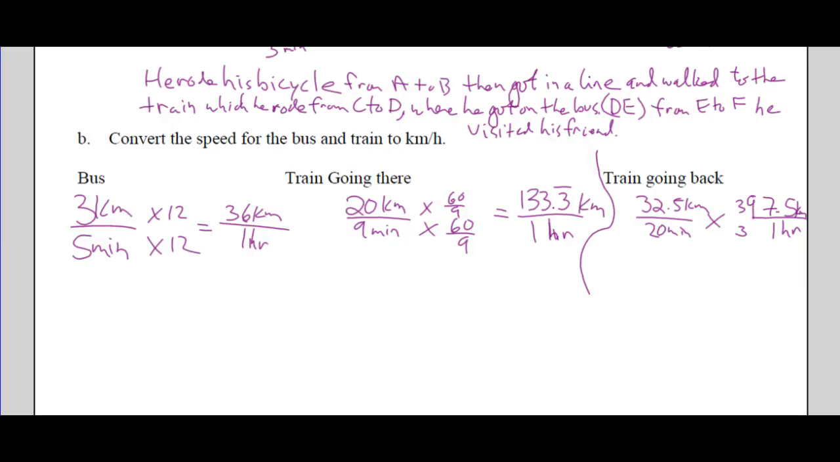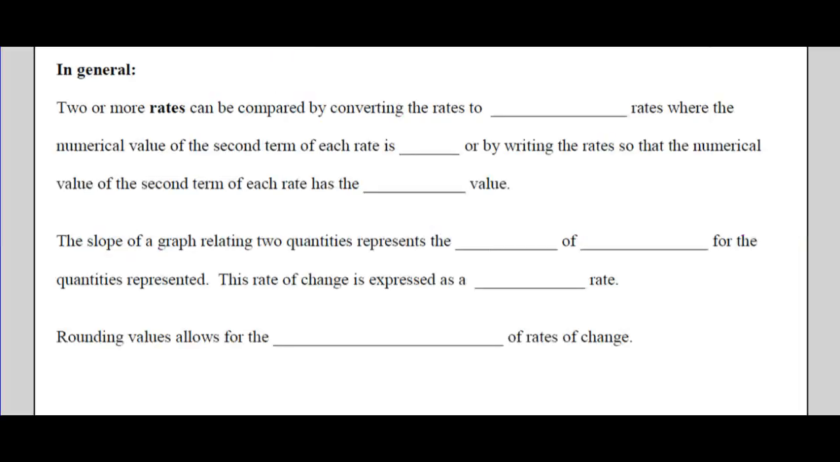Okay, so we've got a scenario. We figured out all these slopes. The slopes were distance over time. Distance over time is speed. We got all these speeds.